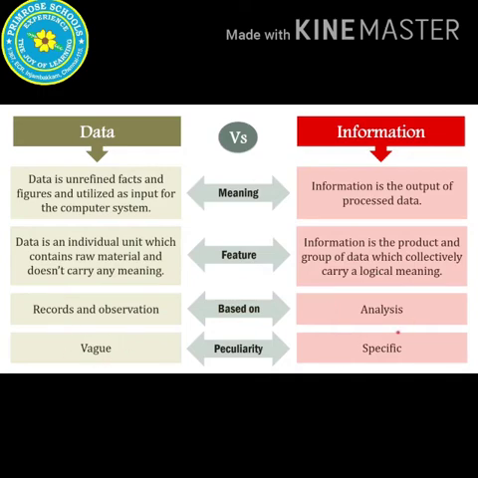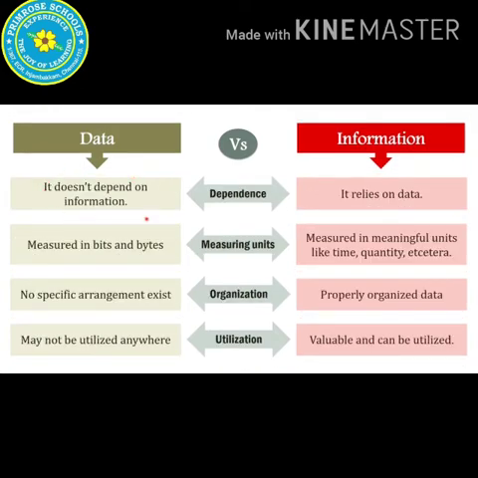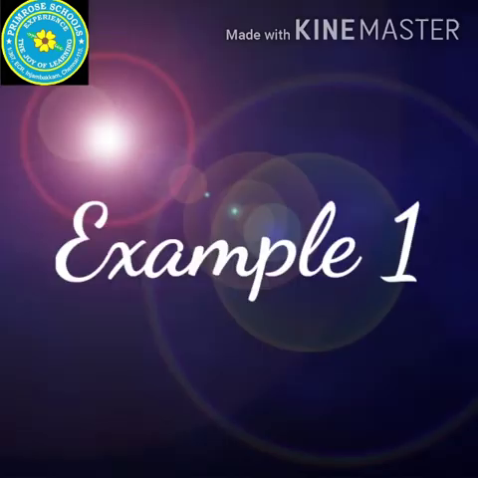Data is vague, while information is specific. Data doesn't depend on information. In contrast, information relies on data. Data is measured in bits and bytes. Conversely, information is measured in meaningful units like time, quantity, etc. Data is not arranged in any specific order, whereas information is properly organized data. There is no guarantee of the utilization of data. On the contrary, information is valuable and can be utilized.